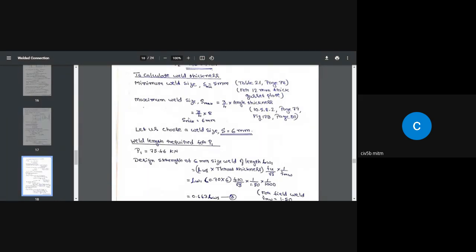So S max, that is the maximum size of the weld we can provide, is 6 millimeter. So minimum is 5 millimeter, maximum is 6 millimeter. So you can provide one of these two. That is good enough. Okay.